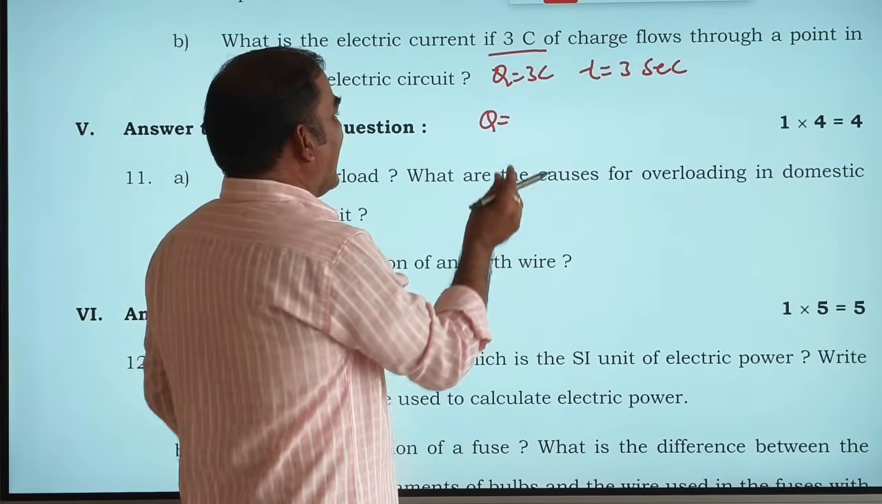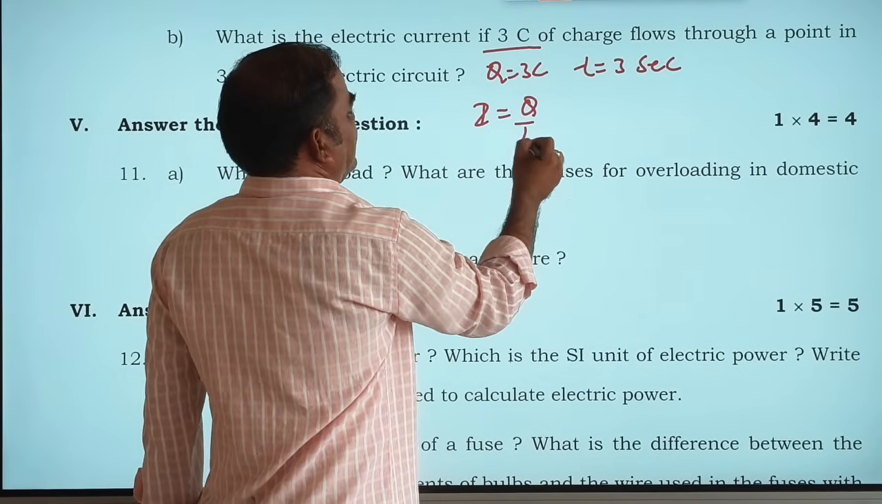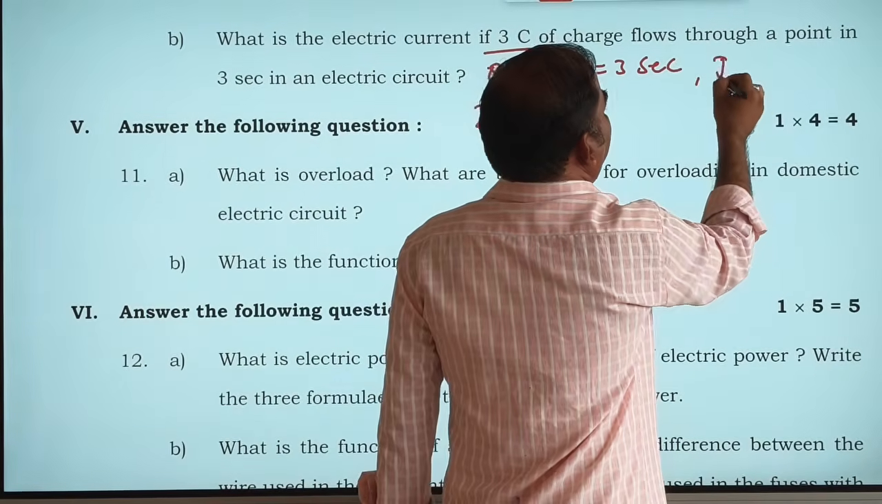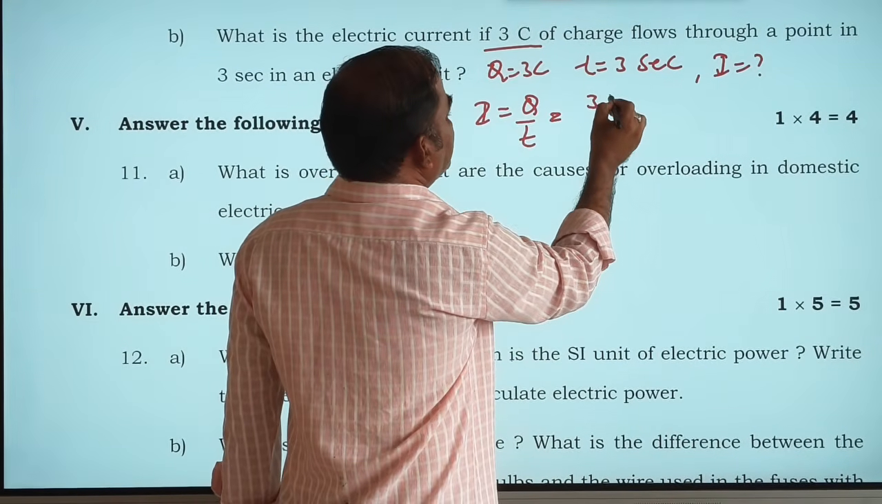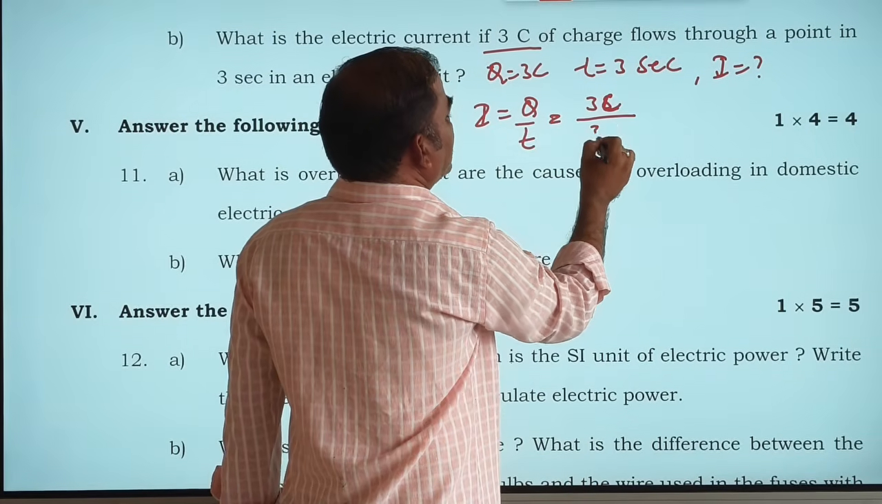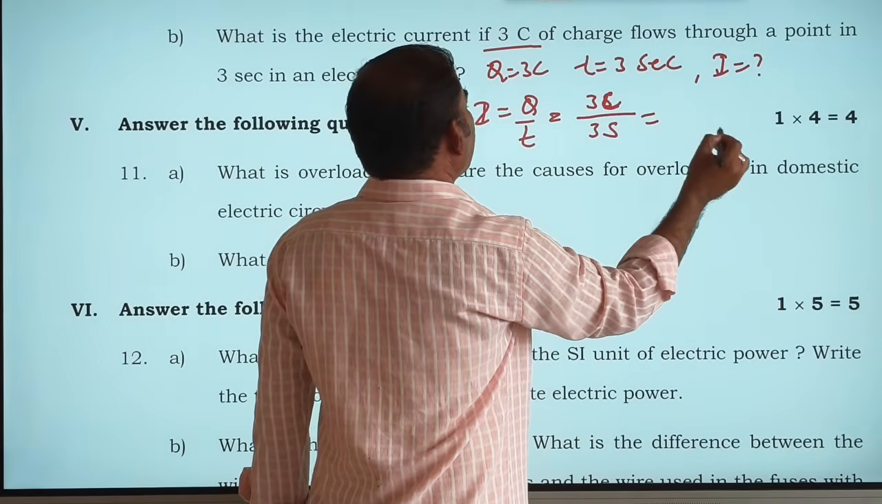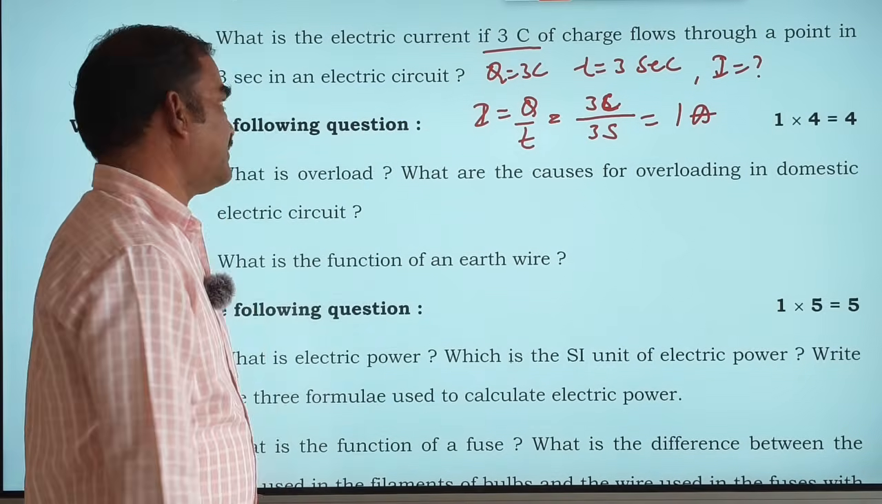So here we'll write I equals question mark. I equals Q by T. Q is 3 coulombs, and time is 3 seconds. So it becomes 1 ampere. Current is 1 ampere.